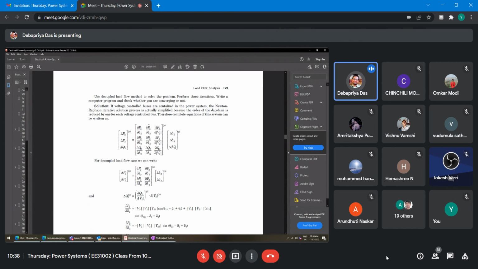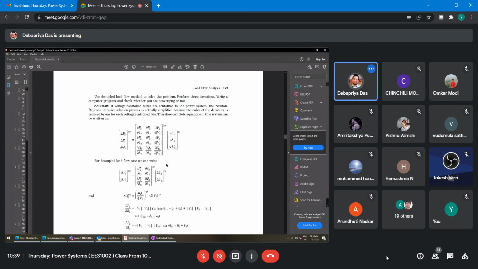Basically this first 2 by 2 matrix is your J1. This column, delta P2 upon delta V2 and delta P3 upon delta V3, will be your J2. Similarly, this row, delta Q2 upon delta delta 2, will be J3, and delta Q2 upon delta V2 will be your J4. That means this is 2 by 2, this is 1 by 1, and this you drop because we will use the decoupled Newton-Raphson method. So delta P2 upon delta V2 and delta P3 upon delta V2 should be dropped, and delta Q2 upon delta delta 2 and delta Q2 upon delta delta 3 should be dropped, because we are using decoupled load flow.